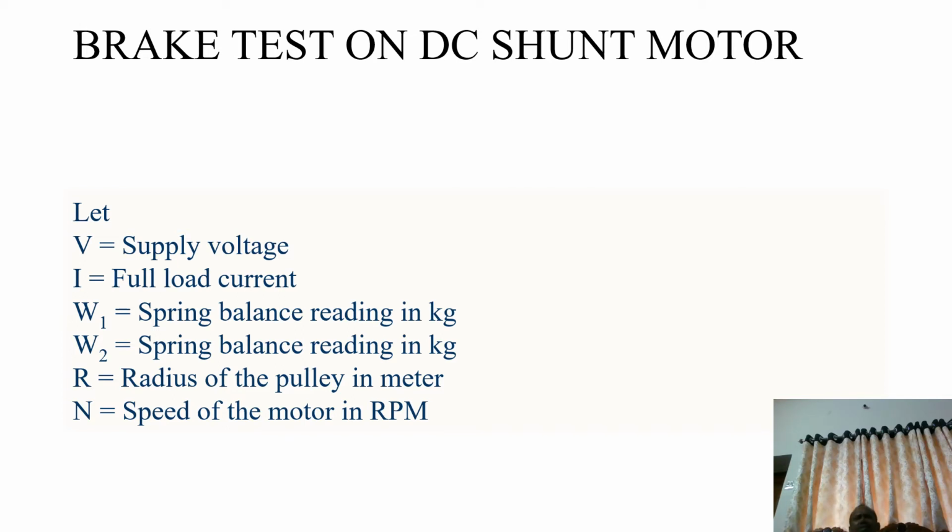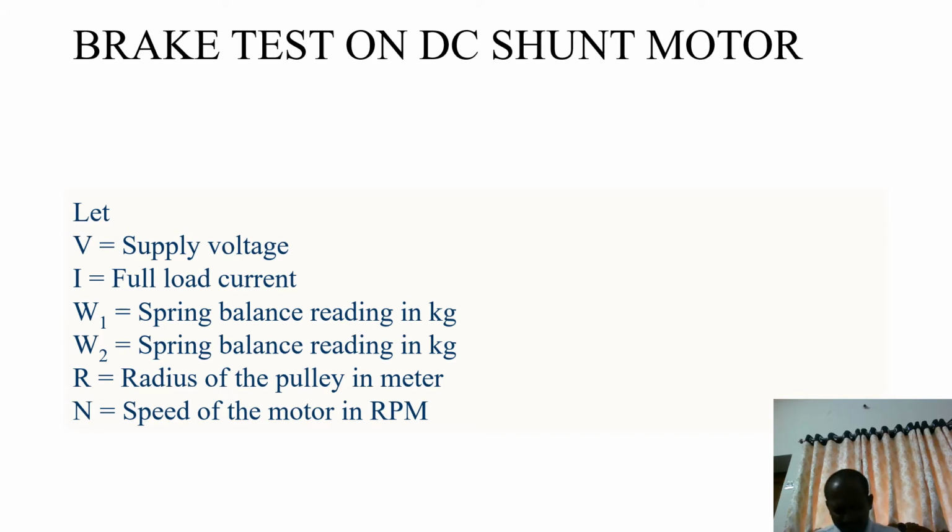Let us see what we observe when the supply is given. Initially the rheostat resistance is kept at its minimum or maximum position. When you keep it at the maximum position, a minimum current passes through the field winding, which produces minimum flux under no load condition. Then the machine will rotate at maximum speed, thus N is equal to 1500 rpm. Approximately N is equal to 1500 rpm, not exact, I'm going to say.